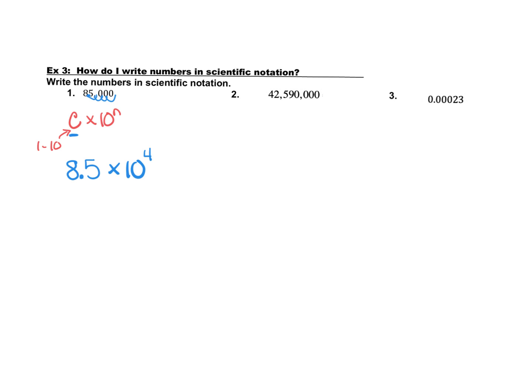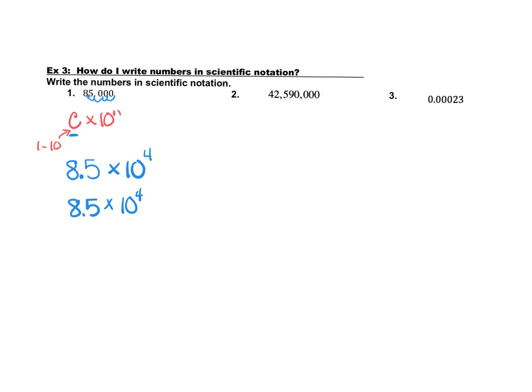So one other thing I like to look at when I'm writing things in scientific notation, and it just depends on how you like to look at these, is that my original number was 85,000. And when I wrote it as an 8.5, I asked myself, well, did I make my new number bigger or did I make my new number smaller? And when I put this decimal right here, I made it smaller.